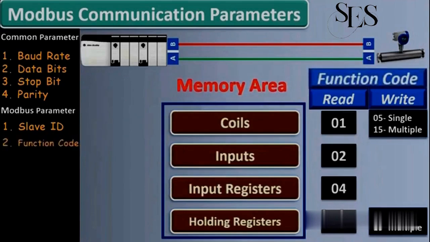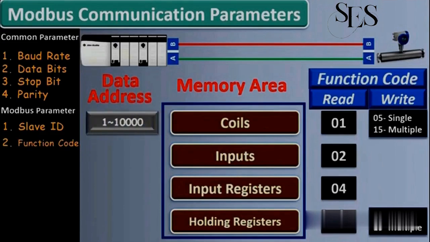Once we understand the function codes of the memory area of Modbus, we will now see the range of data addresses which exist within this memory area. For the memory area coils, the data address ranges from 1 to 10,000. For the memory area input, the data address ranges from 10,001 to 20,000. Every single address of coil and input has one bit of data.